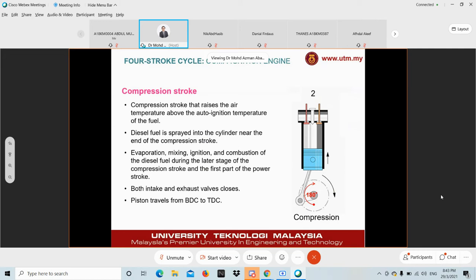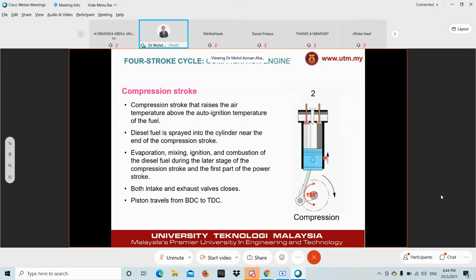Evaporation, mixing, ignition, and combustion of the diesel fuel happen during the later stage of the compression stroke and the first part of the power stroke. Both intake and exhaust valves are closed during this stroke. The piston moves from BDC to the TDC. Now, if you look at it, diesel fuel is sprayed into the cylinder. The air is being compressed above the auto ignition temperature of the fuel.